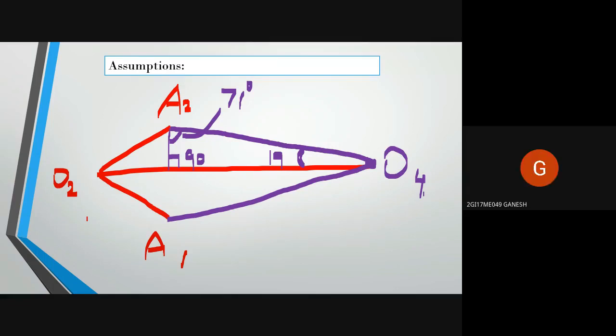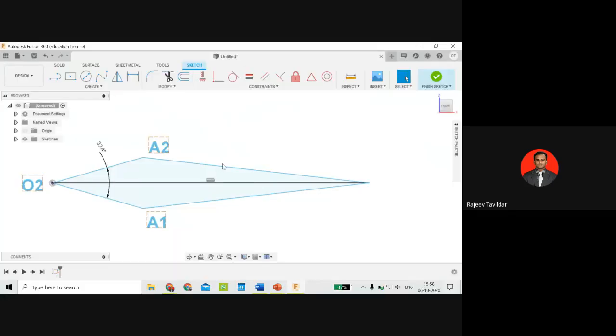Got it, sir. Got it? Yeah. From O4, this entire angle was 38. I have drawn only half angle, that is 19. This is a right angle over here, that is 90 degrees. So from the rule, we have got this as 71 degrees. So I'll just delete these lines, whatever I've drawn.